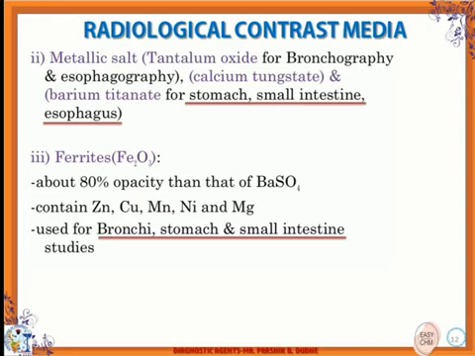Then comes the ferrites. They have an opacity of about 80% and more than that of barium sulfate, so they are better than barium sulfate. They sometimes contain other metals like copper, magnesium, nickel, and manganese, and these agents are specifically used for bronchi, stomach, and small intestinal study. These agents are introduced and then the X-ray is taken to detect the function of these body parts.